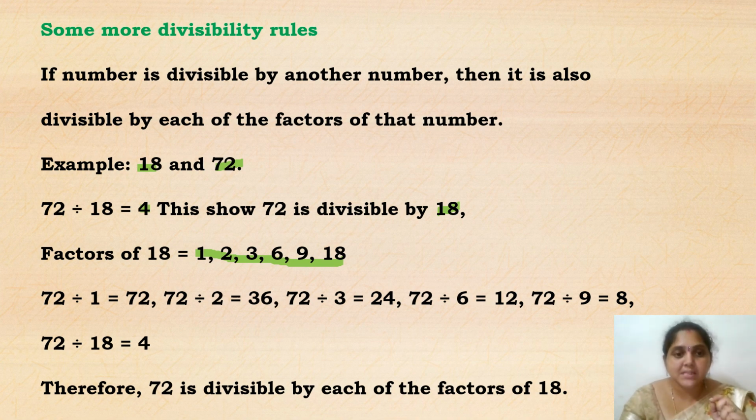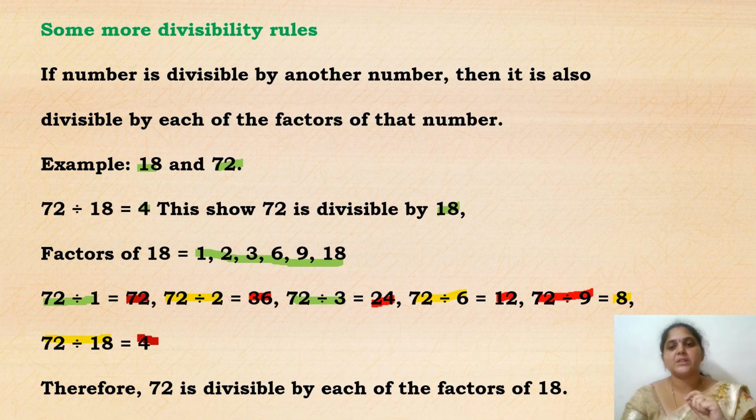When you are dividing the number 72 by 1, your answer will be 72 itself. 72 divided by 2, your answer will be 36. 72 divided by 3, your answer is 24. 72 divided by 6, your answer is 12. 72 divided by 9, your answer is 8. And last, 72 divided by 18, your answer is 4. Therefore, 72 is divisible by each of the factors of the number.